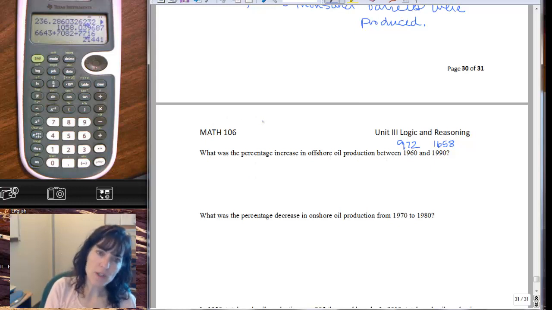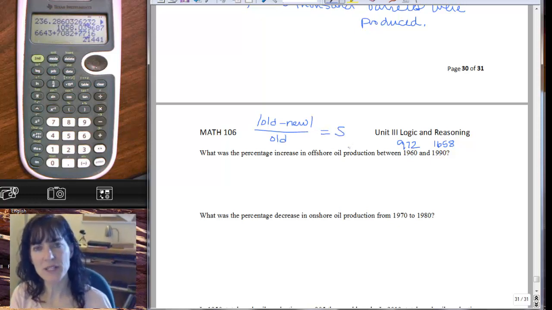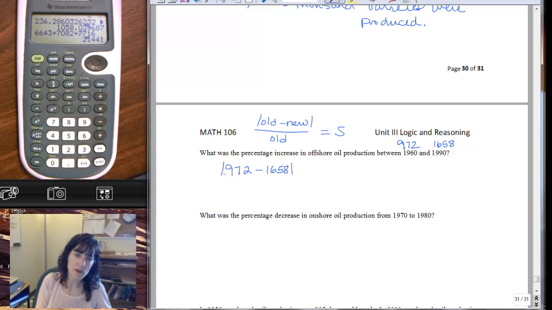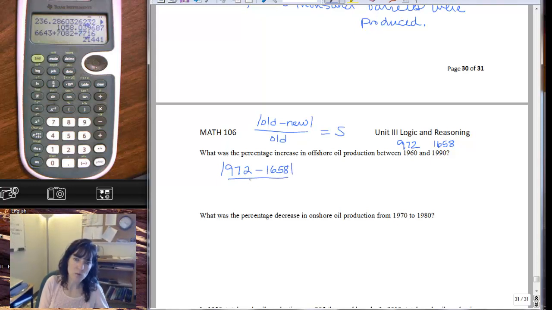So remember, we can do old minus new, take the absolute value of it so it becomes positive, divided by old, and that's going to give us our S, which is our percent increase in decimal form. So let's look at how that's going to look. We'll do the old, which is 972, minus the new, which is 1658. Take the absolute value of that, divide by the old, which is 972 still, and that's going to give us our S.